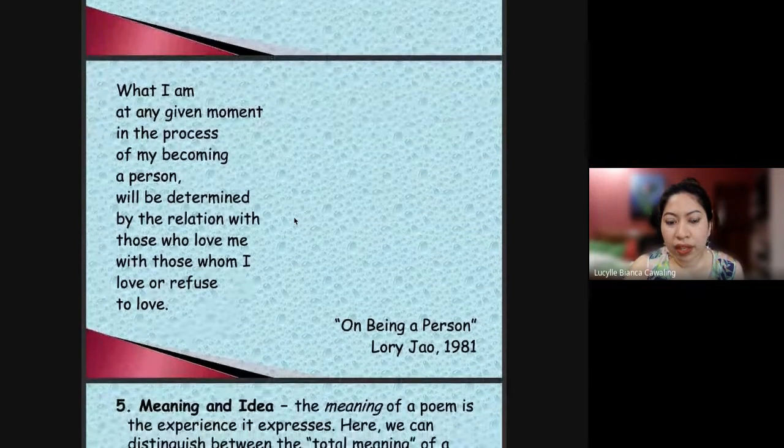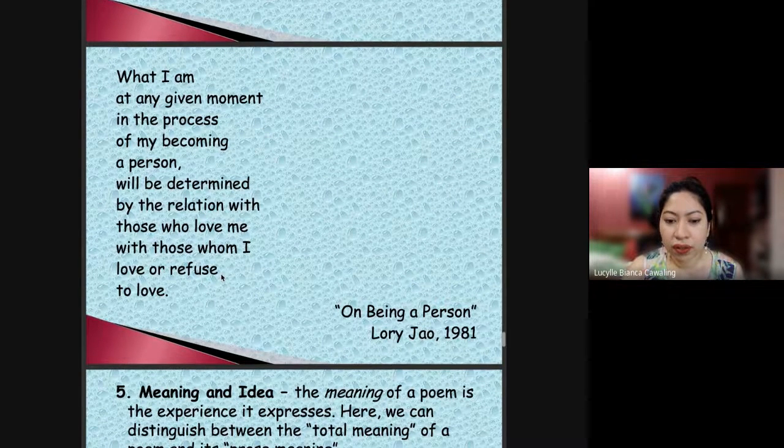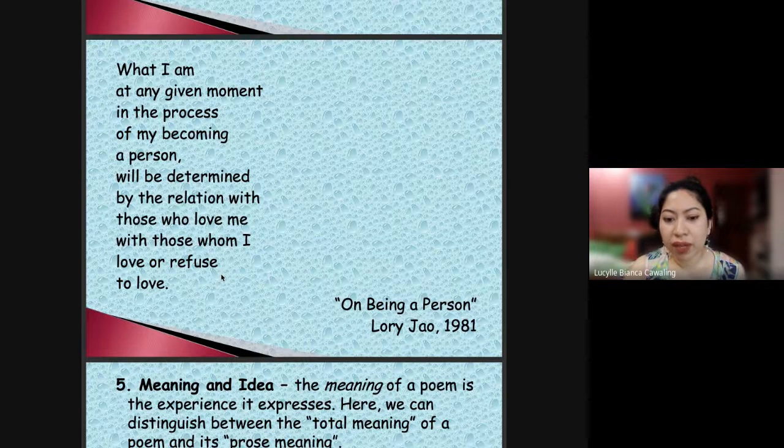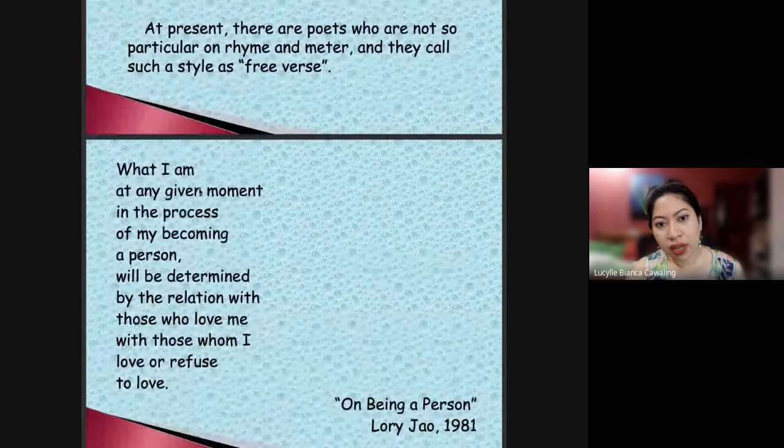And then this is another. What I am at any moment in the process of my becoming a person will be determined by the relation with those who love me, with those whom I love, or refuse to love. So, On Being a Person by Laurie Howe in 1981. So, ayan. It doesn't have a rhyme or a meter.